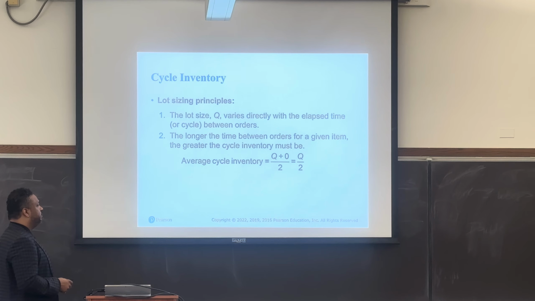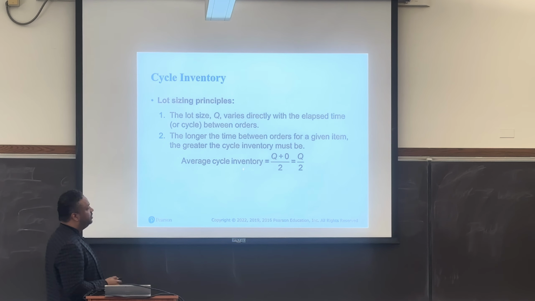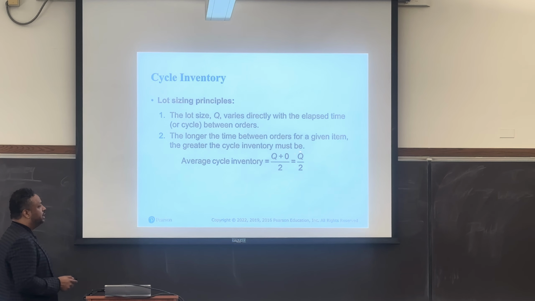So the longer the time between orders for a given item, the greater the cycle inventory must be. So here we're saying with our average cycle inventory, we're looking from one inventory to the next. That's why we have 2 in our denominator. And then we're looking at our quantity.